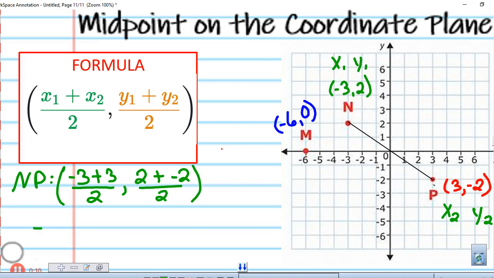Then we're going to simplify. So -3 plus 3 is 0 divided by 2. 2 plus -2 is 0 divided by 2, which 0 divided by 2 is 0, and 0 divided by 2 is 0. So our midpoint is at 0, 0, right here at the origin. You can tell that that would be the midpoint between N and P. Okay, let's do the last one.